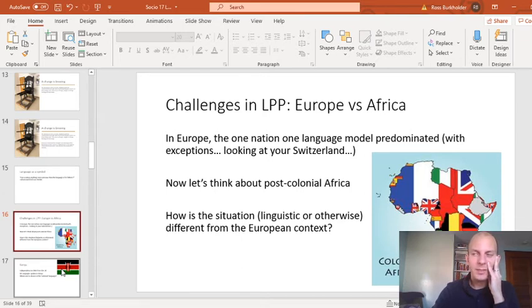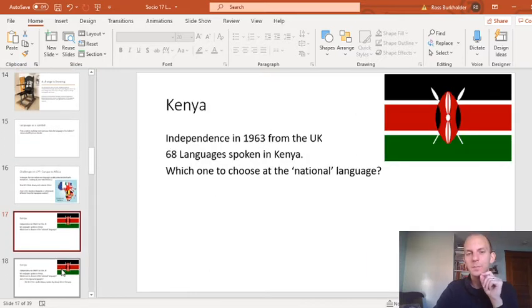We find that in Europe, the one nation, one language idea is extremely prevalent throughout the continent, with exceptions, of course. Switzerland is famously multilingual. I'm proud of it, but in general, we get the one language, one nation thing. Let's think instead about Africa, in particular post-colonial Africa, and how this situation is different from a European context. And as a case study of this, let's look at Kenya.